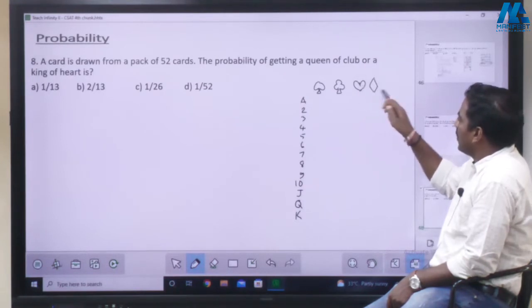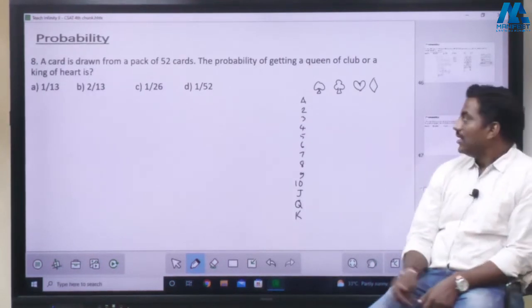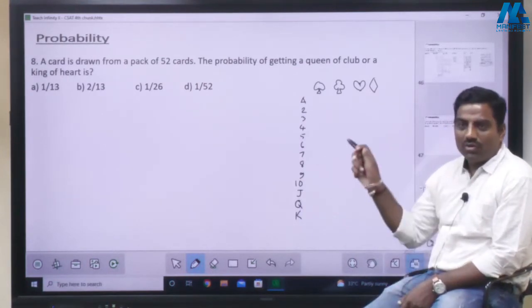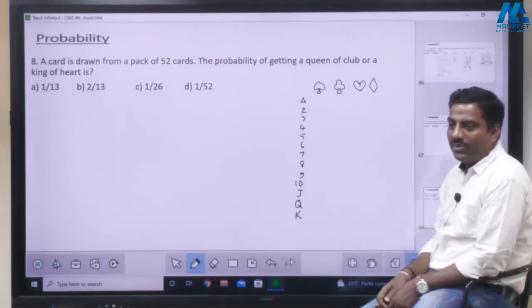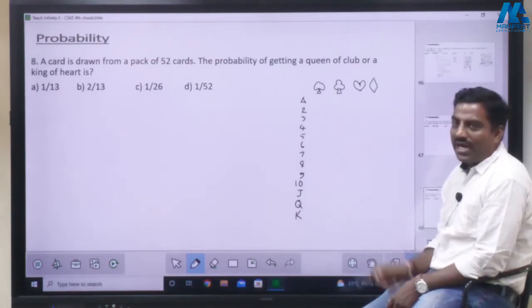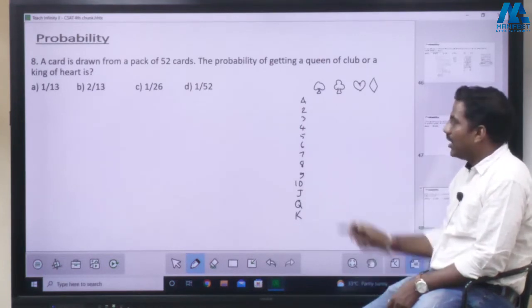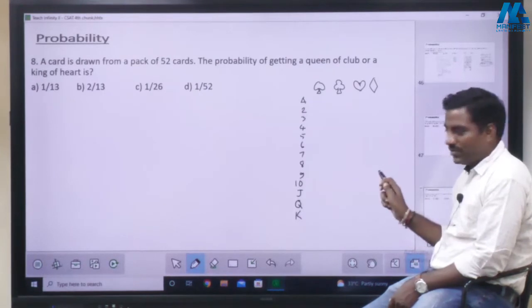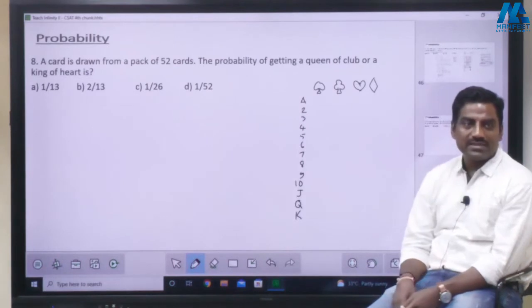So how many cards? 52, right? Done? Now, how many spades will be there totally? Don't count, okay? Remember this, 13. How many clubs will be there? Similarly, how many hearts? 13. How many diamonds? How many aces? How many twos? 3, 4, 5, 6, 7, 8, 9, 10, all fours. Then Jack, 4. 4 jacks, 4 queens, and 4 kings.